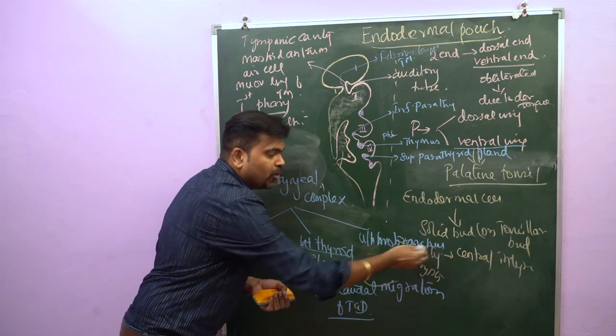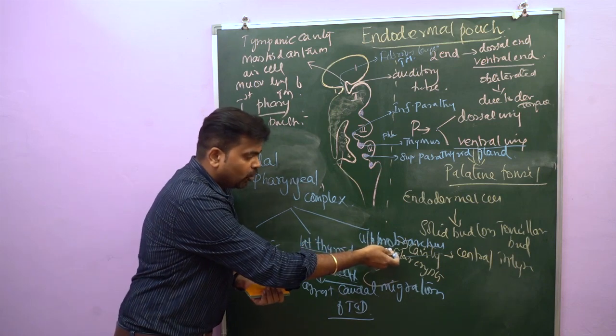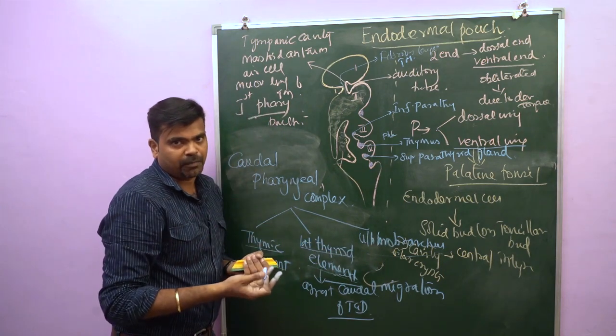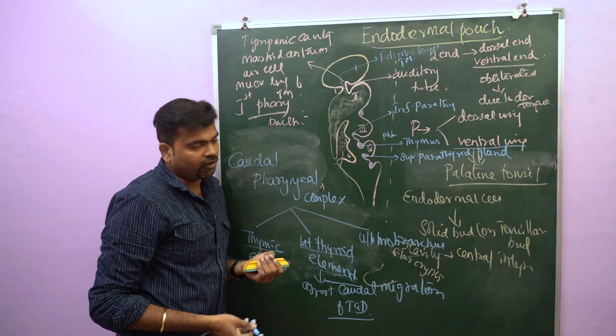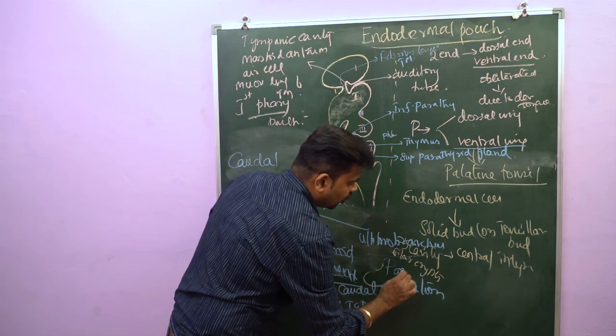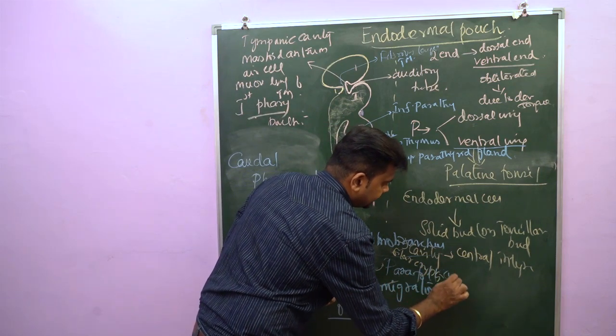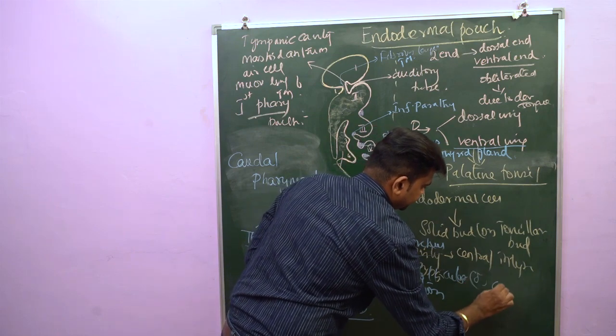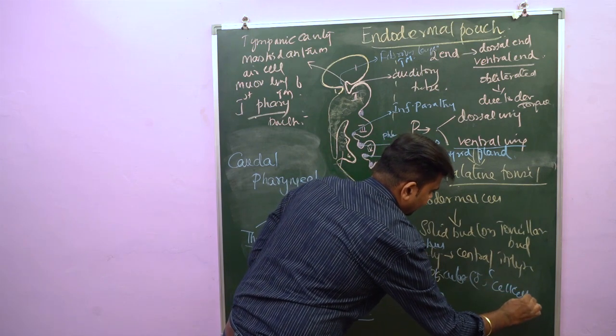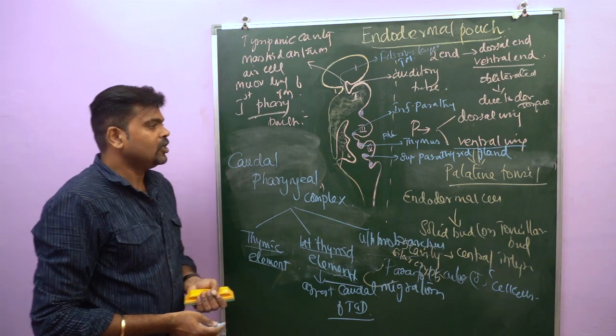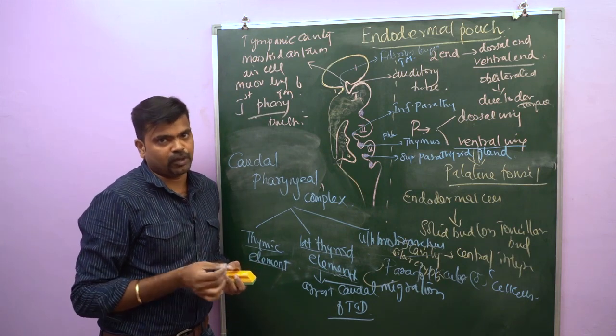Next, the ultimobranchial body. The ultimobranchial body joins with the lateral lobe of the thyroid gland and is involved in the formation of parafollicular cells, or C cells, which are present in the thyroid gland. So these are the derivatives of the endodermal pouches.